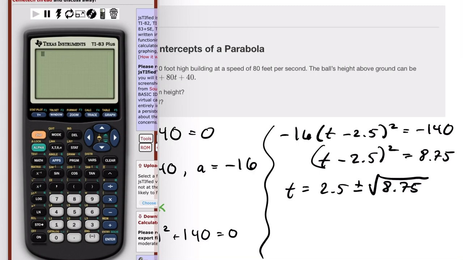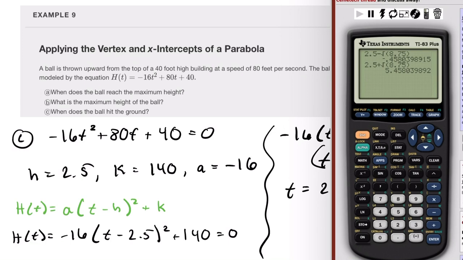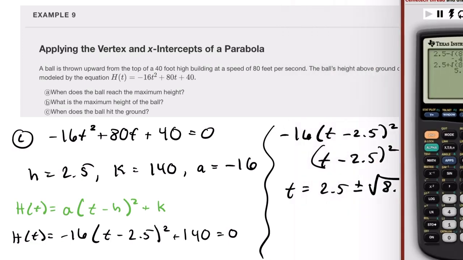Let's see. So we got 2.5 minus the square root of 8.75. Okay. So we're getting a negative result, right? So we're not going to use that one. That's outside of our domain, or outside the context of this question. So then we're going to just evaluate when it's a plus. Okay. So after 5.46 seconds.